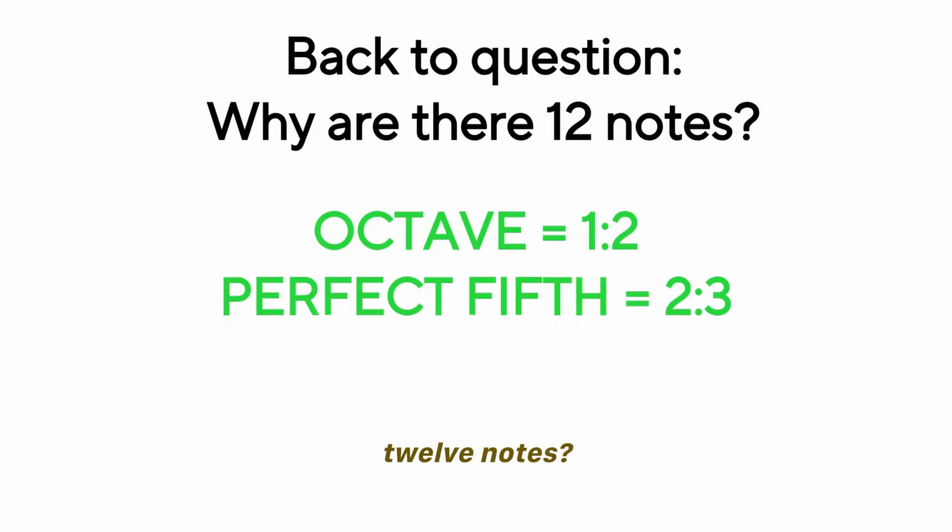So why are there 12 notes? 12 perfect fifths come remarkably close to 7 octaves. Close enough to create a practical musical system, but not close enough to be mathematically perfect. The 12 notes of the piano are the result of a compromise between two powerful ratios. Octave equals 1 to 2, perfect fifth equals 2 to 3.